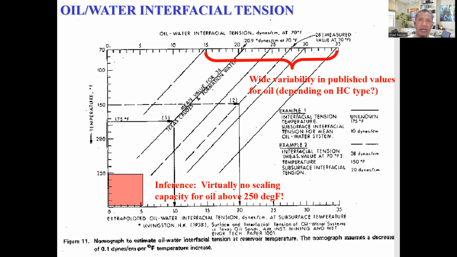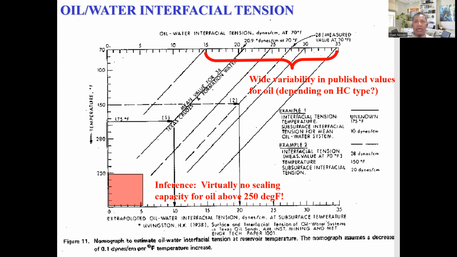The oil-water interfacial tension is the force between oil and water at the interface. This nomograph introduces a graphical tool used to estimate this tension at reservoir temperature. The nomograph shows that for every 1 degree Fahrenheit increase in temperature, the interfacial tension decreases by 0.19 dynes per centimeter.